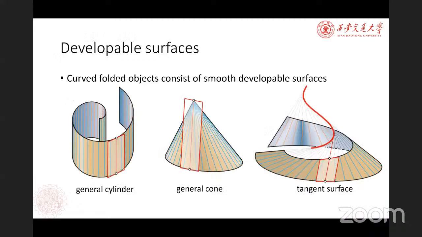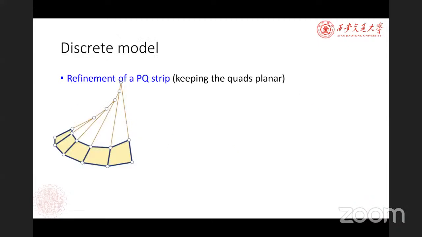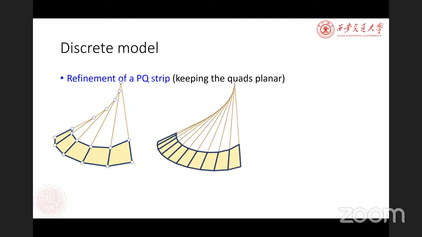So curve pleated structure consists of smooth developable surfaces, and this surface can be mapped isometrically onto the plane. The basic types include plane and the developable surfaces, which had already been introduced before. So it's natural to model the discrete developable surface as strips of planar quads. Obviously, PQ strips can be unfolded onto the plane. Furthermore, the refinement of the PQ mesh by subdivision, keeping the strips planar, produces a smooth developable surface in the limit.